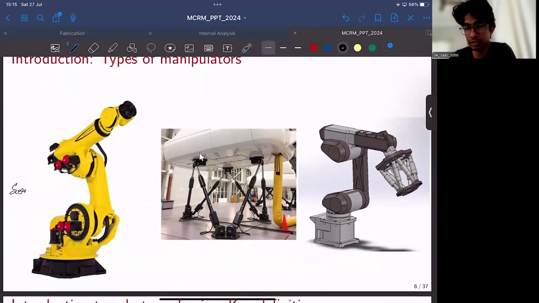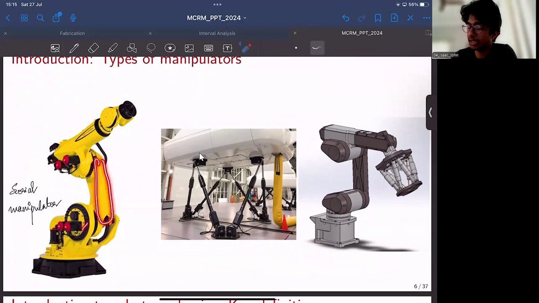The first category over here is called a serial manipulator, because in serial manipulators, the manipulator is actually an assembly of rigid links connected one to another, connected serially, like a tail-to-end configuration. So this rigid link would be connected to the fixed base through a joint, maybe a revolute joint, and the second link is connected to the first through another joint, and so forth, one over another.